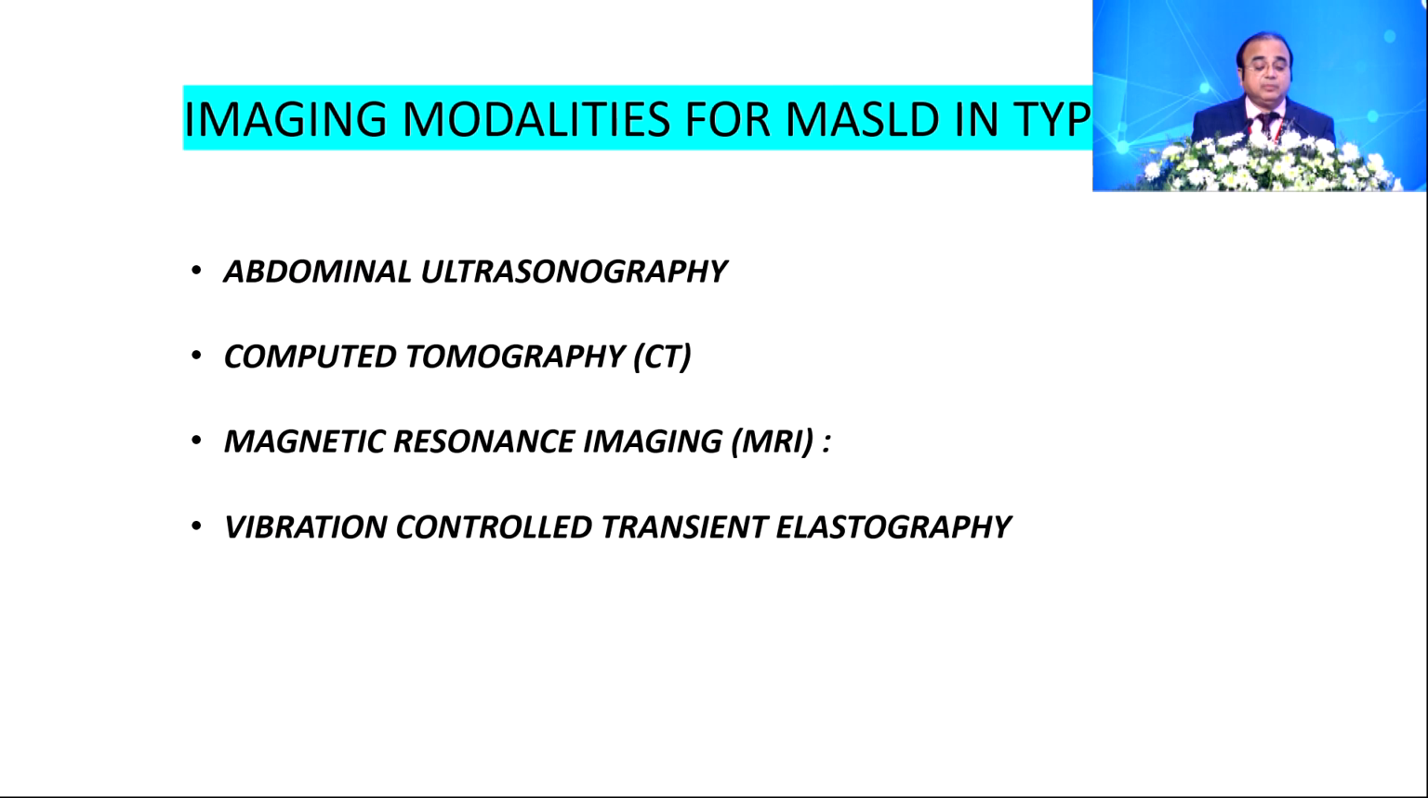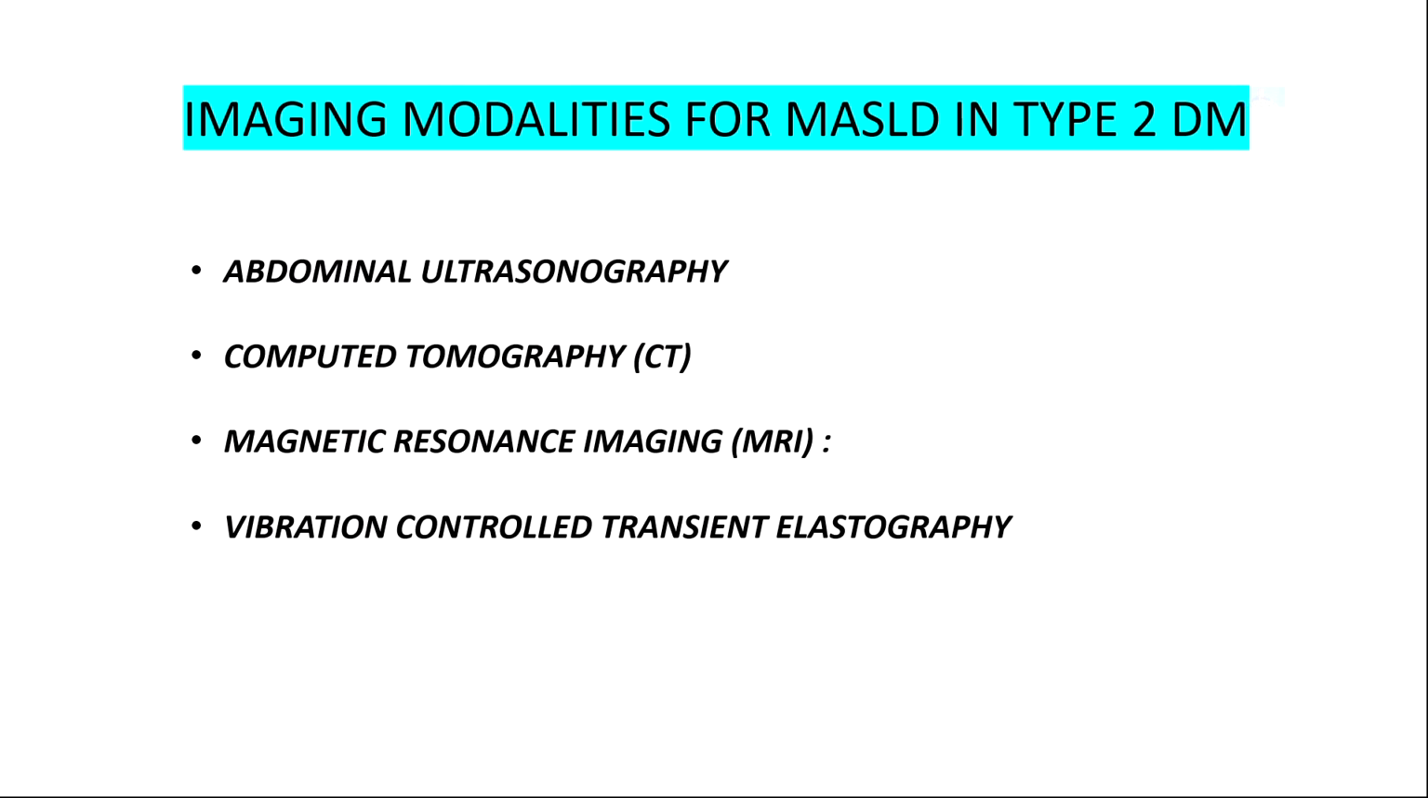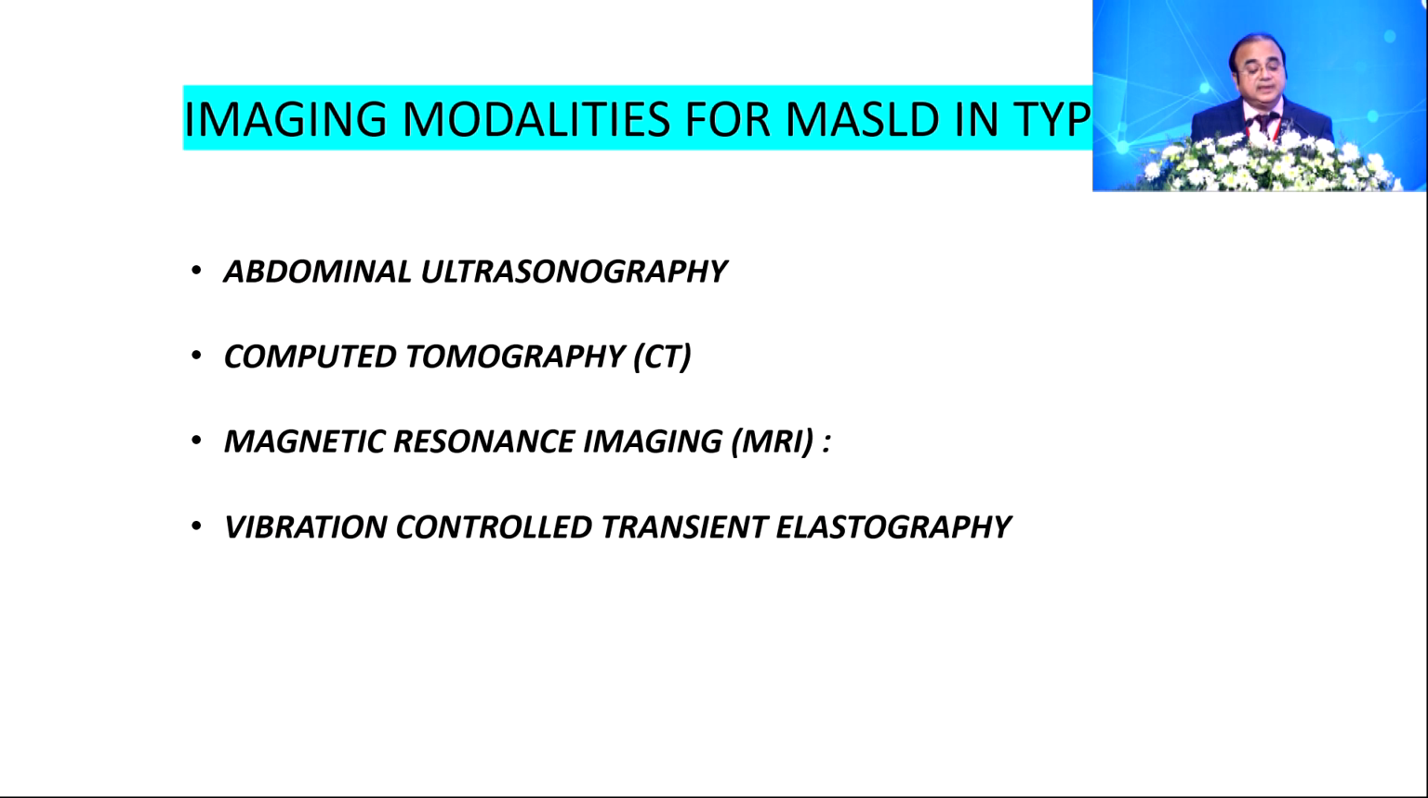Then there are the imaging modalities for MSLD in type 2 diabetic subjects, like abdominal ultrasonography, CT, MRI, and vibration-controlled transient elastography, or FibroScan, which I will be discussing. Ultrasound can detect the fat, but it cannot comment with much confidence on fibrosis. CT is also very good at picking up the fat content, but not the fibrosis content. MRI is the gold standard as far as imaging is concerned. It is very good at picking up fibrosis as well as steatosis. And VCTE is good, not excellent, but good at picking up both.